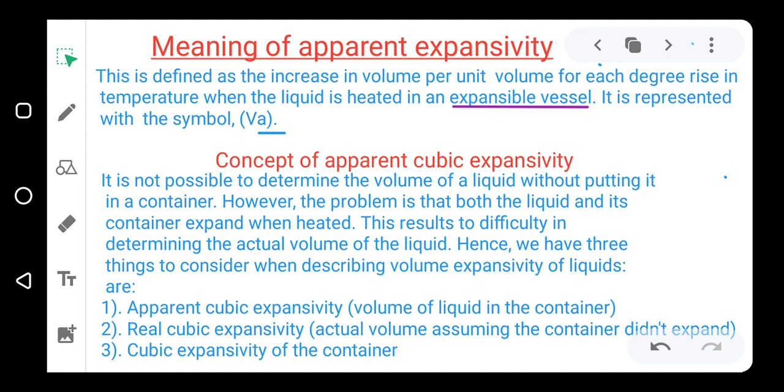When you take into consideration the expansion of the vessel itself, then you'll be able to get the real cubic expansivity of the liquid. So the real or the actual cubic expansivity of the liquid is equal to the apparent, or the one we are observing, plus the expansion of the vessel itself. The apparent expansivity of the liquid plus the cubic expansivity of the vessel. When we combine the two of them, it will now give us the real expansion that the liquid has undergone.